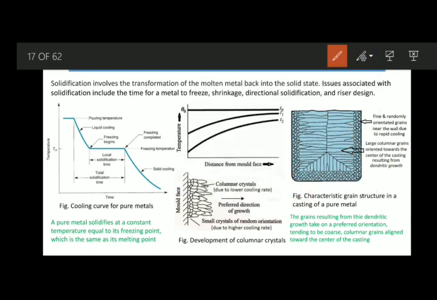So once again, this particular figure also shows a similar kind of thing to what we have discussed, development of columnar grains. Here it is a mold face. From this side, you can see the preferred growth direction of your columnar grains, and just near the mold wall there are small grains, towards the inside larger grains. Similarly, this particular figure shows how the temperature and the distance from the mold are related.